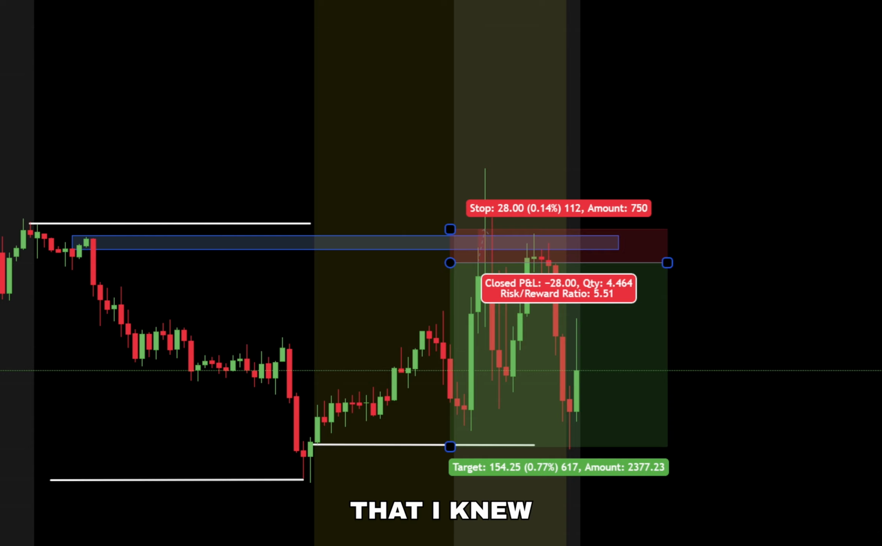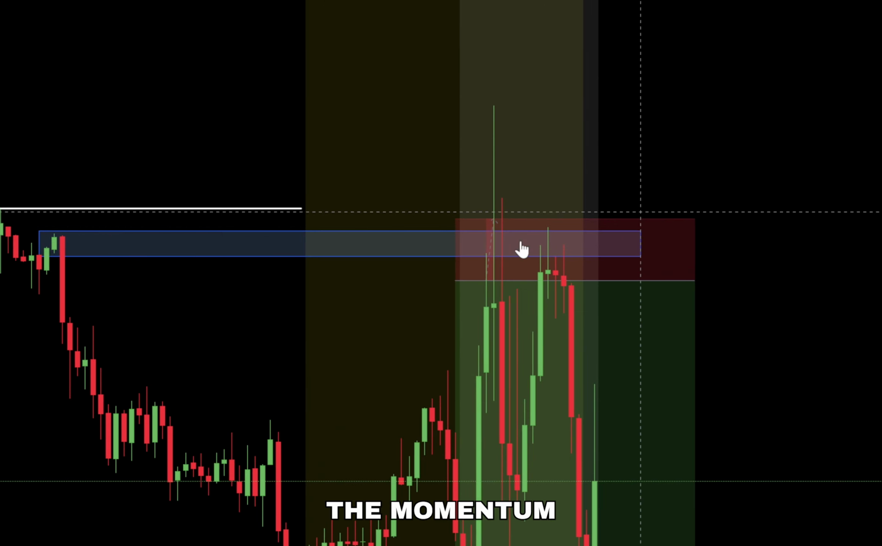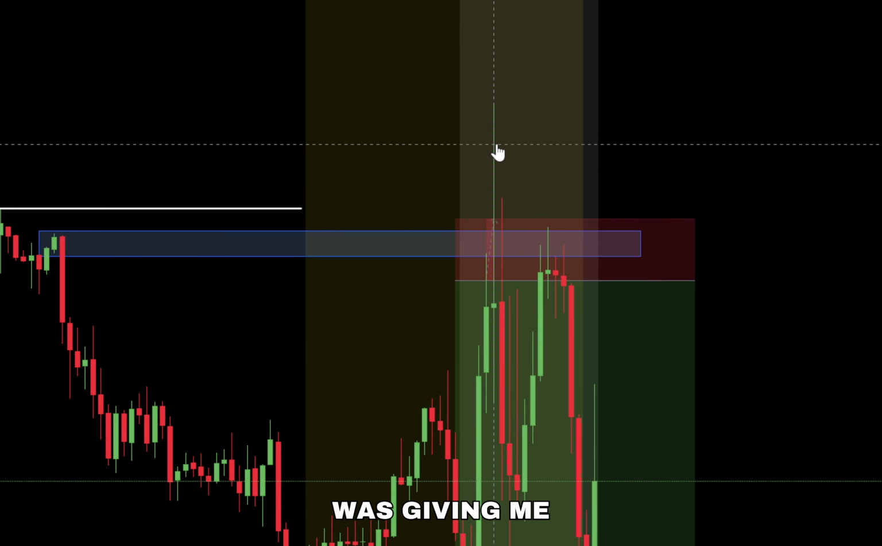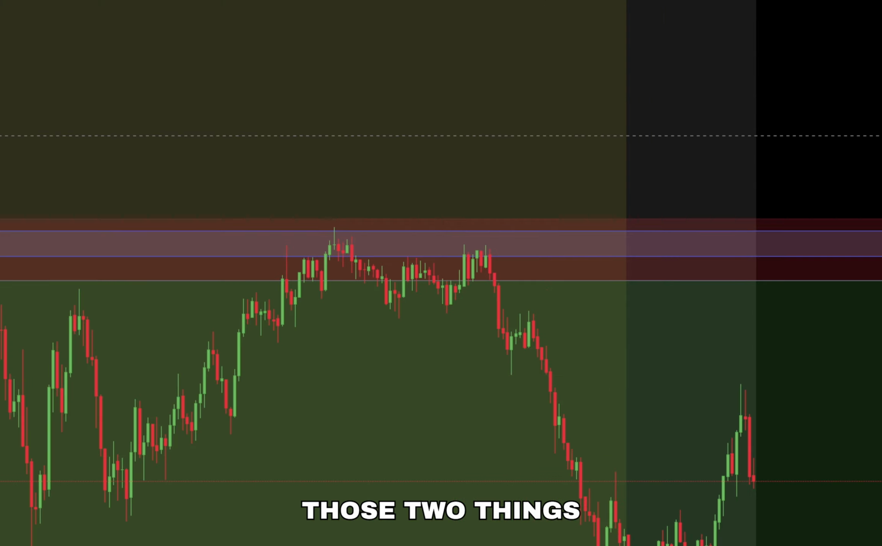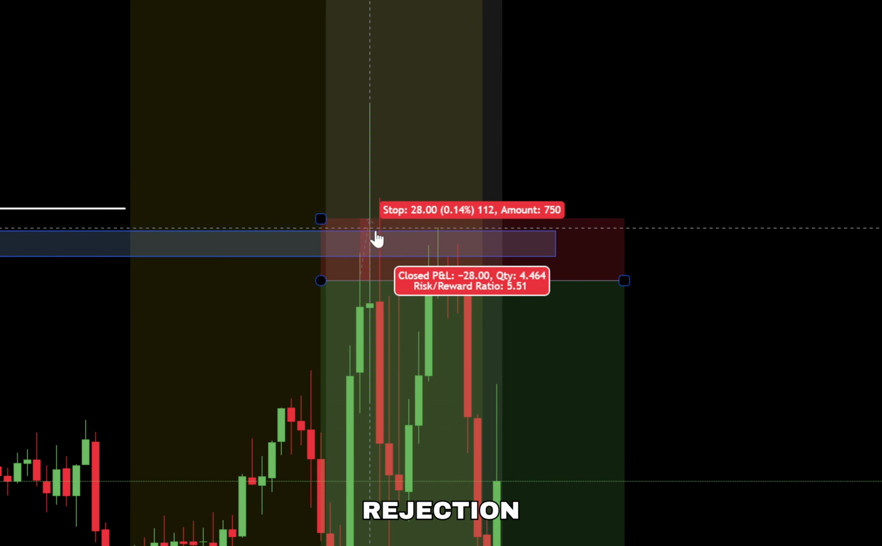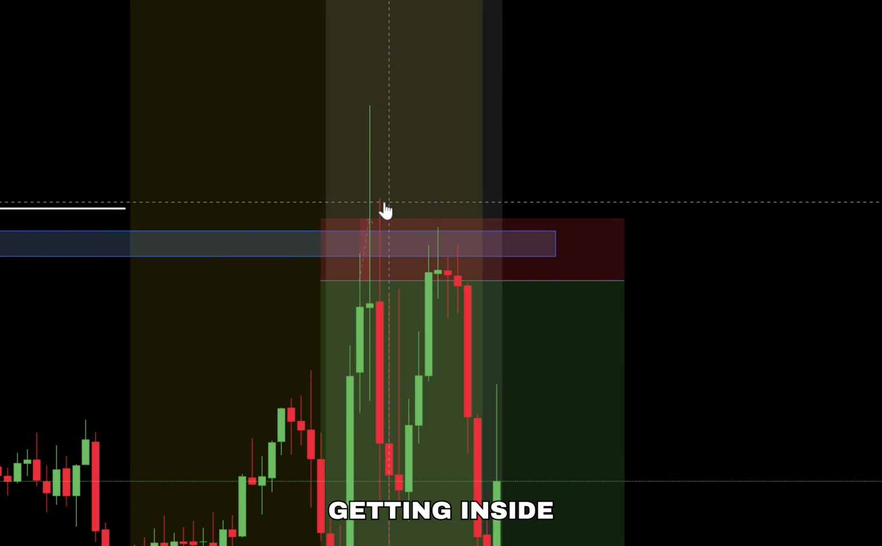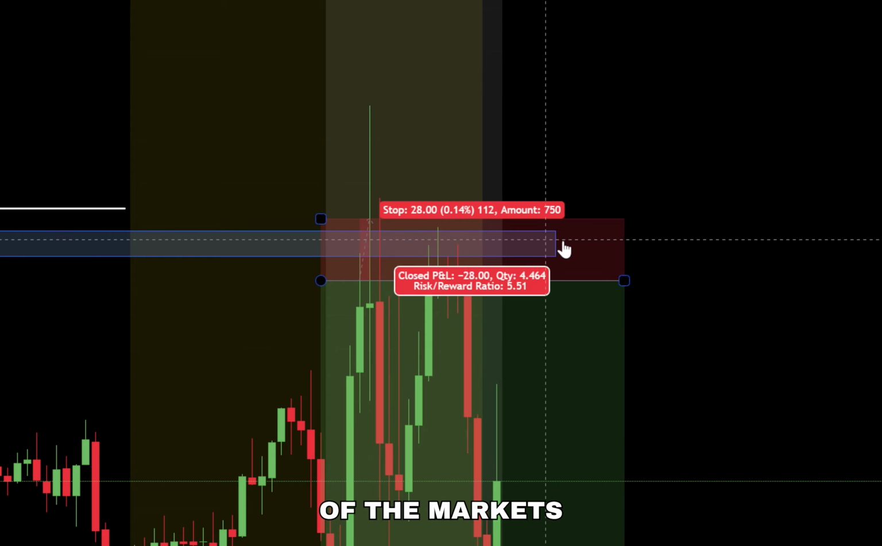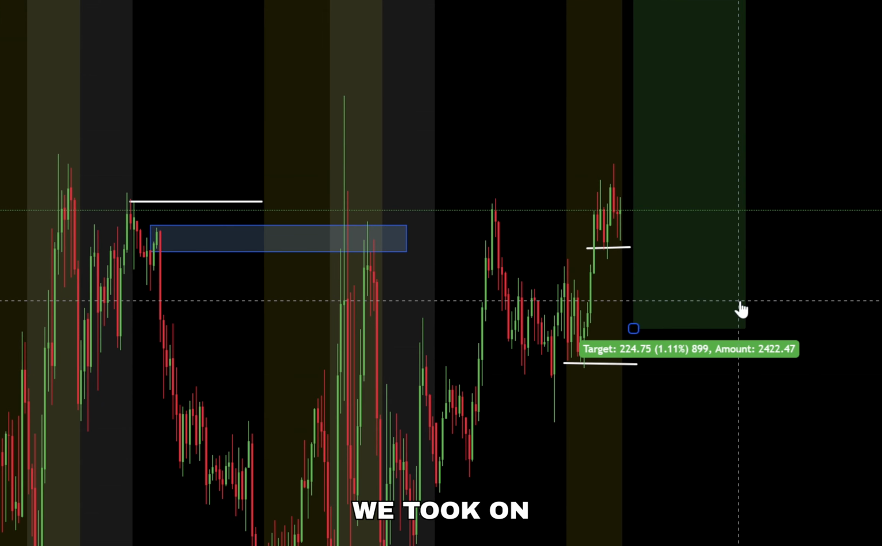The main way that I knew not to get in was based off the momentum that the candlestick was giving me, along with the 1 minute price action that was going on. Those two things combined together made me wait a little until the rejection of this candlestick before getting inside of the markets. Now we're going to the next trade we took on the next day.